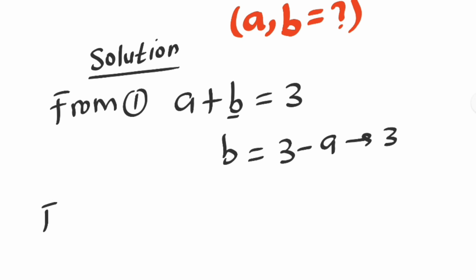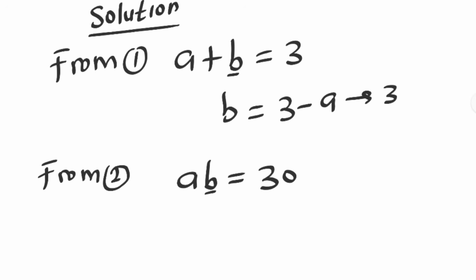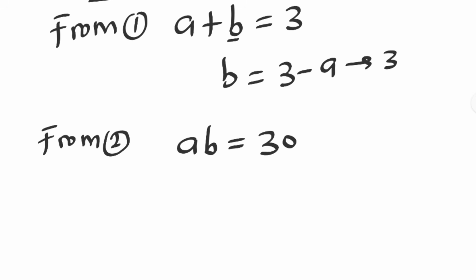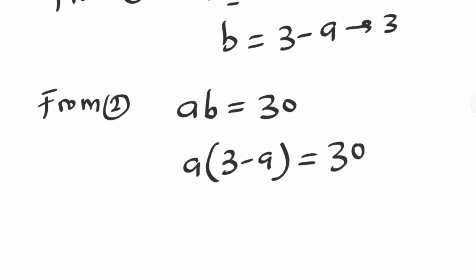Also from equation 2, ab is equal to 30. Let us substitute for this b, which is 3 minus a. Then a bracket 3 minus a is equal to 30. Let us open the bracket. a multiplied by 3, that is 3a, minus a multiplied by a, a square, is equal to 30.